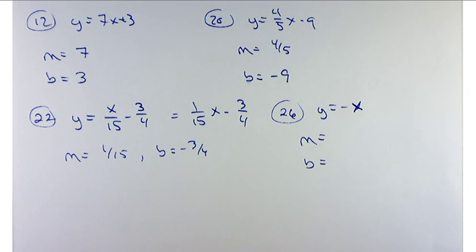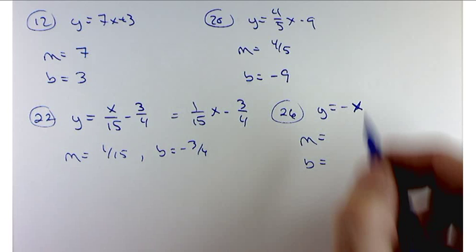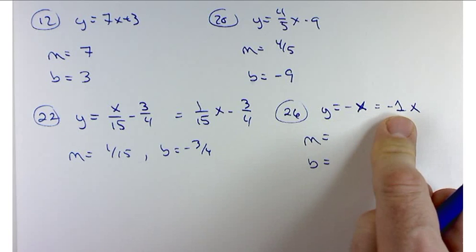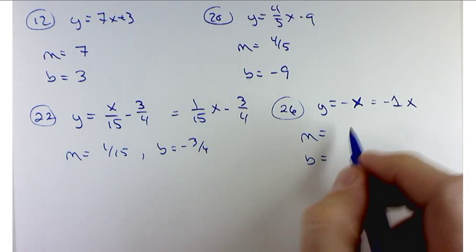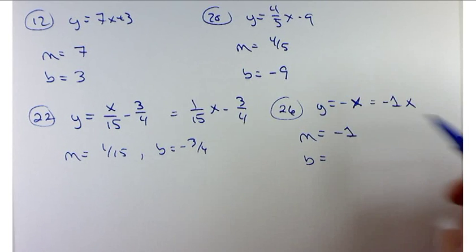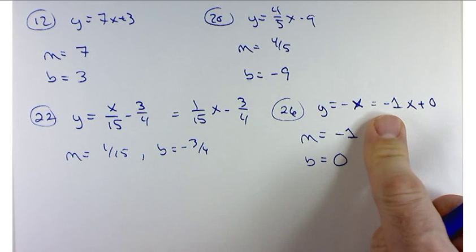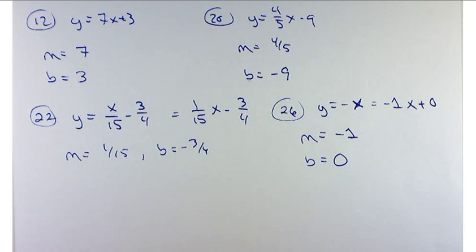Which one do you want to start with? Excellent. M is -1. Even though it's not written, it's understood that there's a -1 out in front of the x like this. So the slope is -1. Yeah, b is 0. So if I wanted to, I could write this as -x plus 0. I probably wouldn't, but I could. So we got a slope of -1 and a y-intercept of 0.